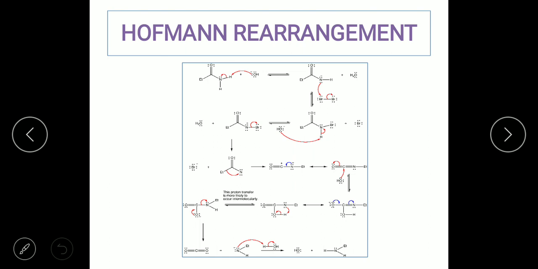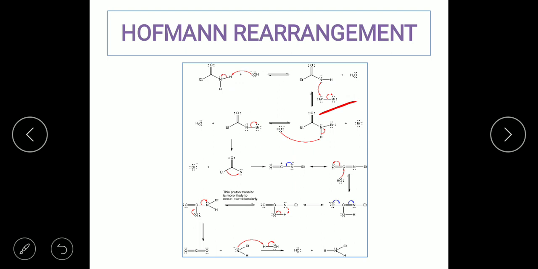Now the first step takes place in a base catalyzed reaction. So we have a hydroxyl group. The first step is that the hydroxyl group is going to abstract the proton of the amide group. Now when this happens, nitrogen is left with a negative charge, so it becomes an anion. This anion can react with other compounds; here we are going to take bromine. You can also use other halides like chlorine.